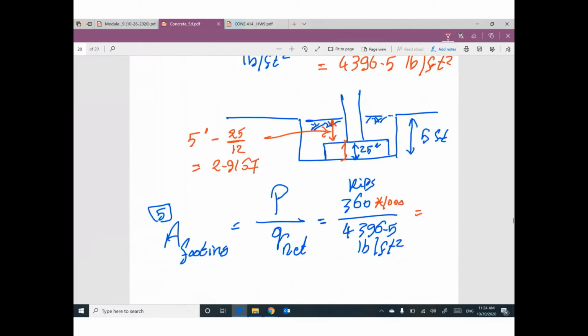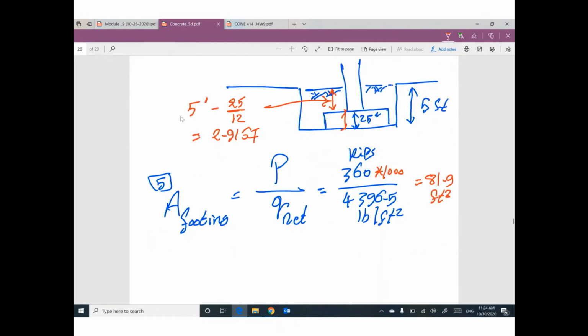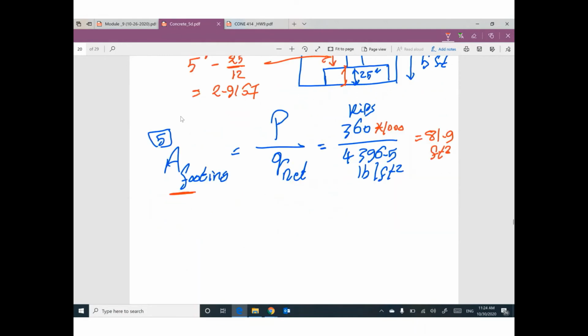So the area required will be 81.9 feet square. I need to convert this area footing to square footing. What should I do? Just get the square root of this value. Probably it will be 9 feet times 9 feet. 9 feet times 9 feet, it's very close.